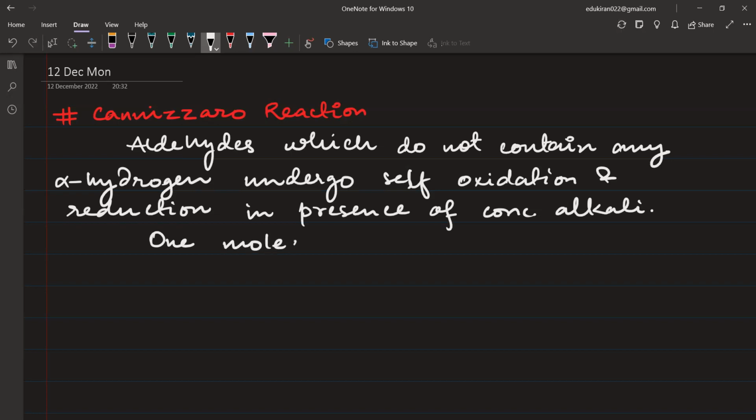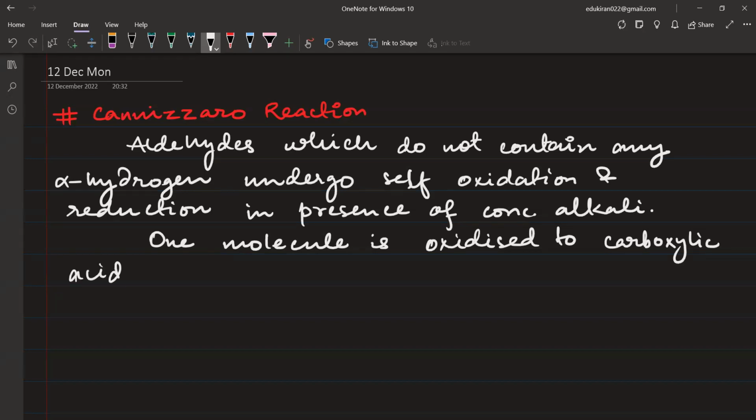One molecule is oxidized to carboxylic acid and another is reduced to alcohol.